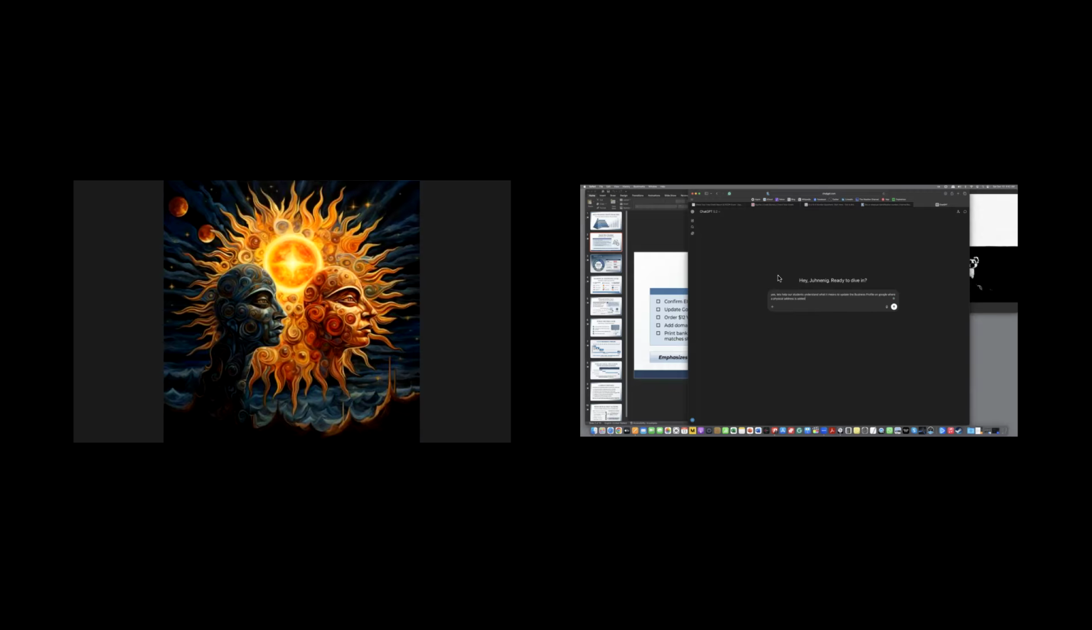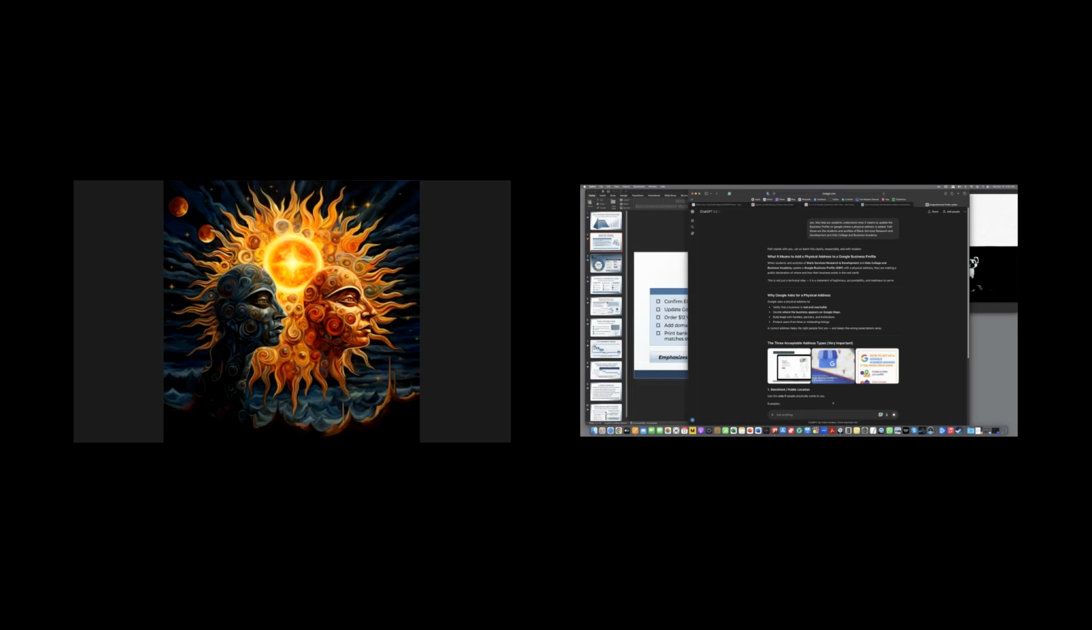So, still, these are the students, and uh, acolyte. Uh, all right. What does it mean to add a physical address to your Google business profile?